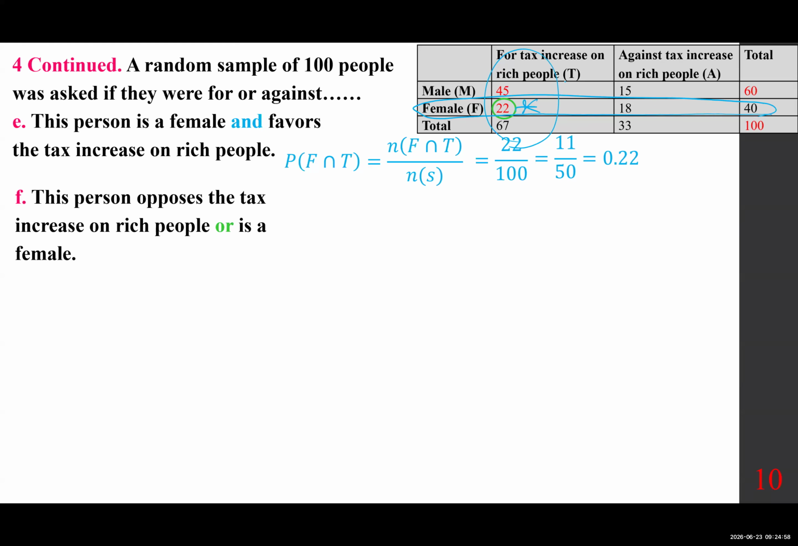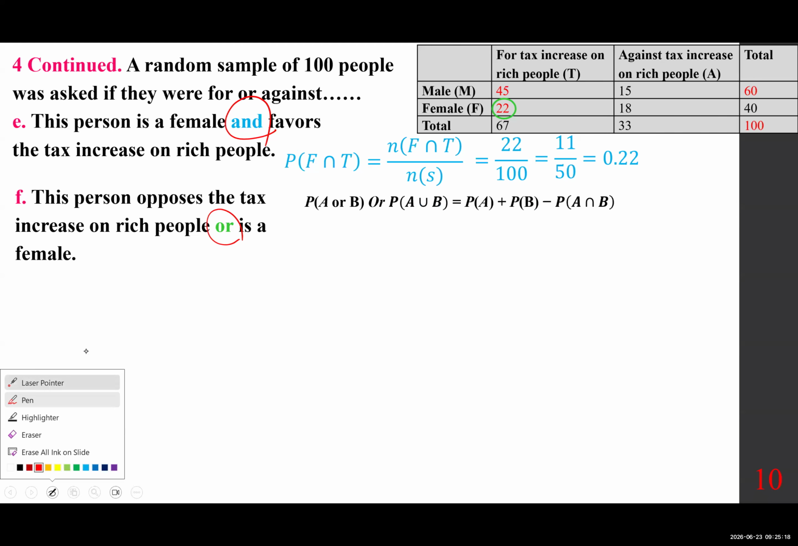This person opposes the tax increase on rich people, or is a female, and I want you to distinguish between these two statements. "And" is the intersection of events, or is the union of events. The formula is as follows. Probability of A or B, or probability of A union B, is probability of A plus probability of B minus probability of A intersection B.